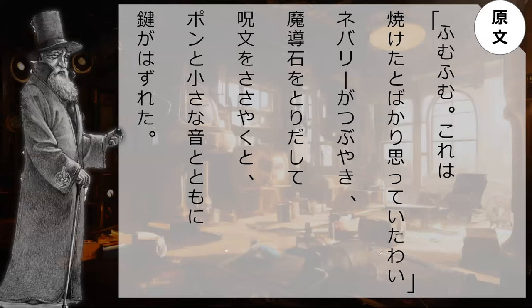So here is Nebody saying, I thought it was roasted. Yep. Nebody got tsubuyaki. He muttered. Right. What did he mutter? He muttered, I thought it was roasted. Perfect.